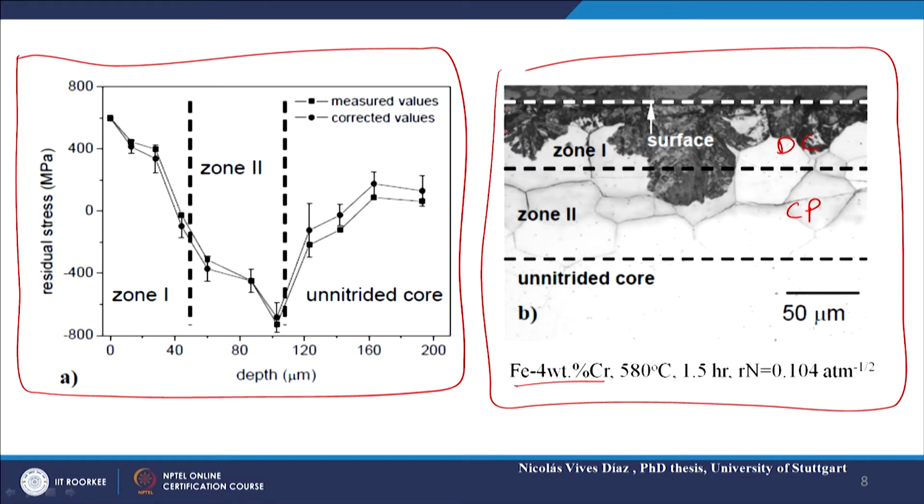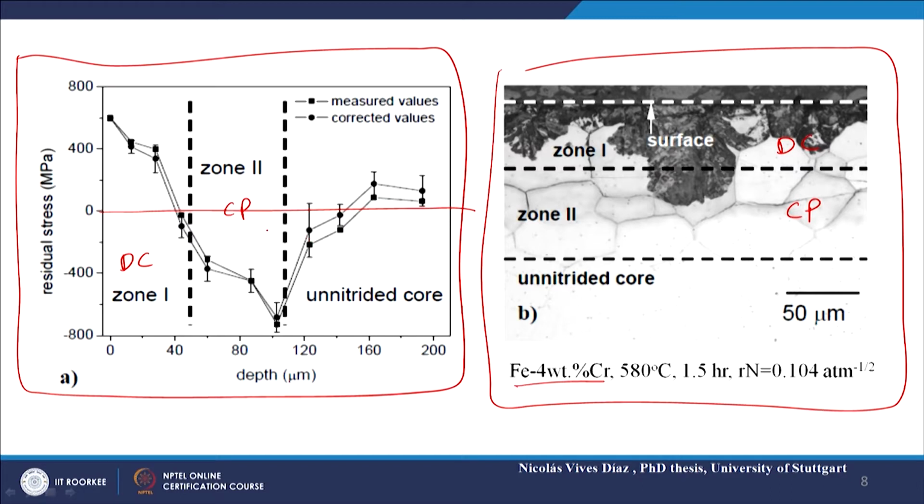If we measure the residual stress as a function of depth, that can be done with a diffraction technique, which I will not go into the details of. Then you see that zone 1 is the DC, this is the Cp, and this is the unreacted core. You see that the stress level is more or less 0 in the core, and in the DC region you have tensile residual stress. This is the surface of the sample, and here you have generated tensile residual stress, and the Cp region has a compressive residual stress.